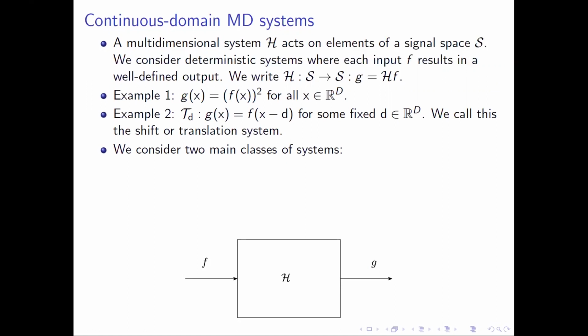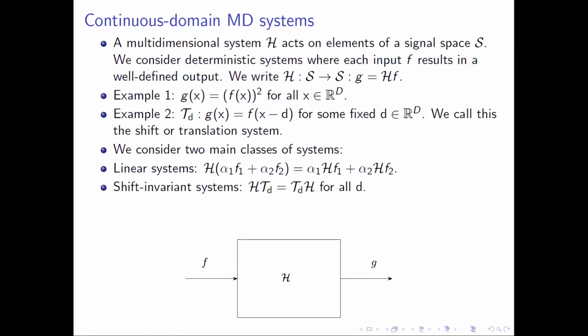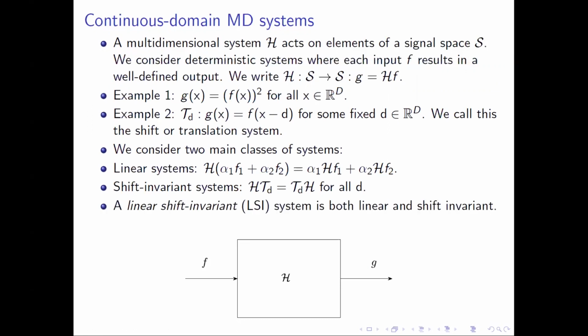Linear systems follow the standard definition that will recur for all types of signal domains that we consider. A shift invariant system is one for which the system commutes with the shift operator. Our main focus is linear shift invariant systems, systems that are both linear and shift invariant.